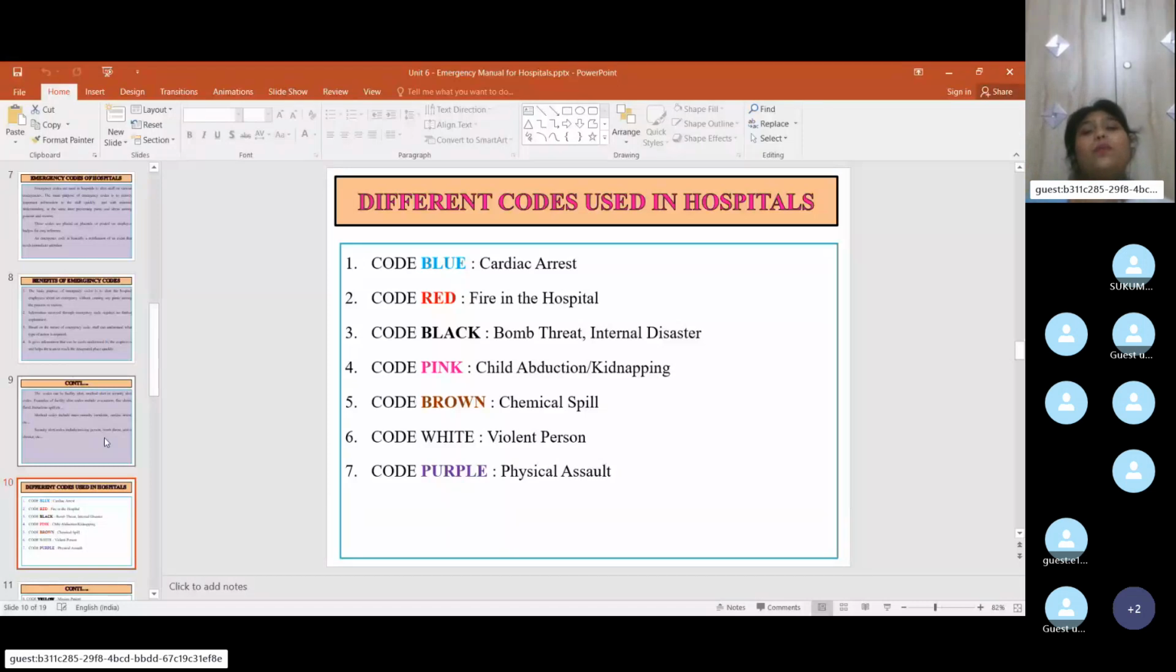And then moving on to code black. Code black is nothing but bomb threat and internal disaster. An example that I can give you for code black is the number of questions you have to ask whenever there is code black, especially if there is a bomb threat wherein you receive a call that a bomb has been placed in the organization, meaning in the hospital. So first thing you have to make sure is asking questions.